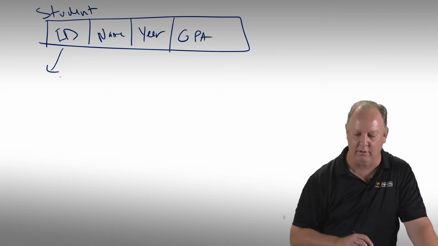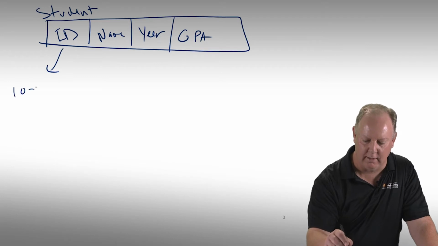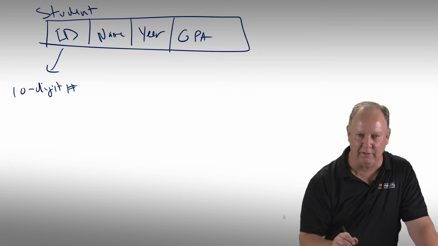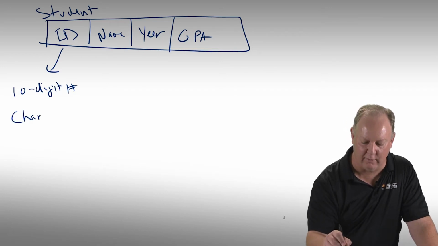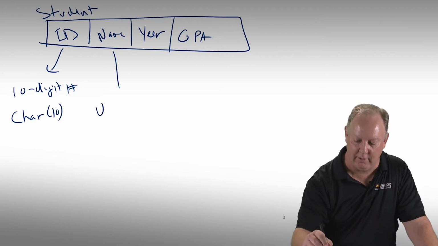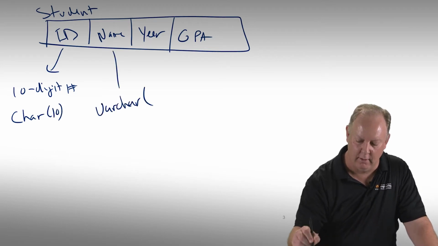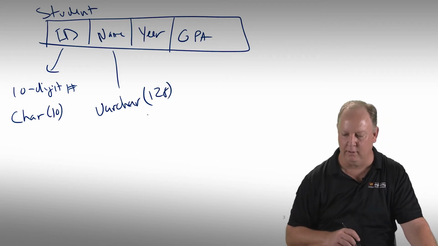This ID may be structured, right? It could be something like, well, we have a 10-digit number at ASU that we use. All right, so I could specify that exactly. So for example, I could specify as a number 10, or I could do a fixed length character 10. The name could be a varying character, right? Varchar. Maybe we decide what some maximum or upper limit would be, like 128, something like that.